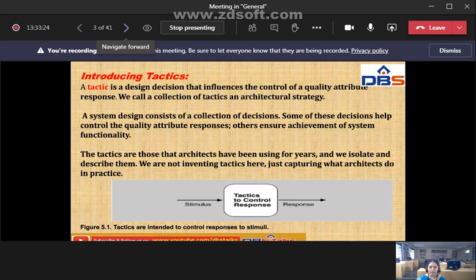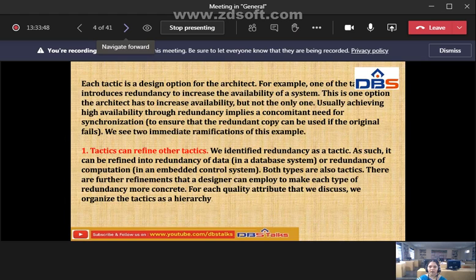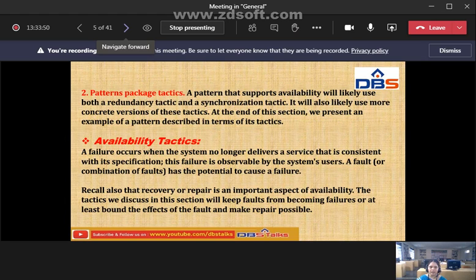And also we introduced the tactics. So, what is tactics? Okay, now, what is the importance of tactics? Tactics are nothing but design decisions. What is the main importance of these design decisions while the architect designs a particular architecture, and what are the different types of tactics we have?